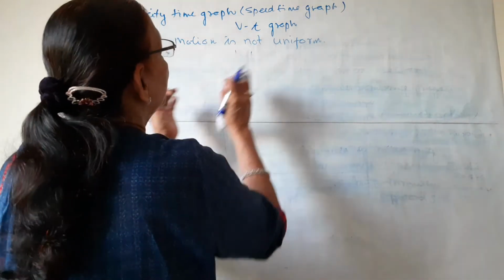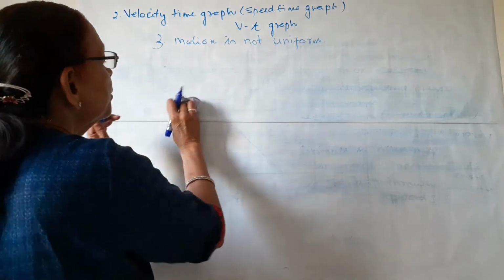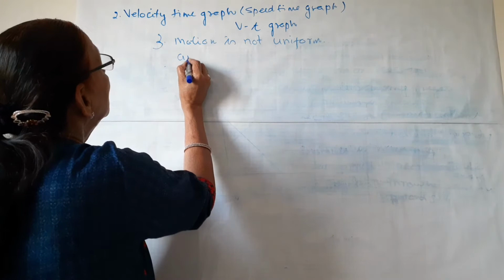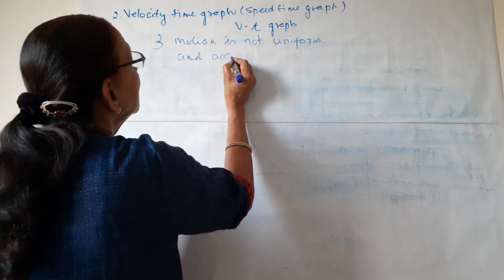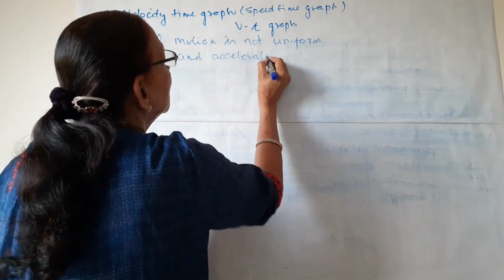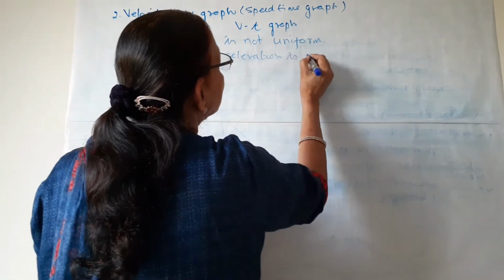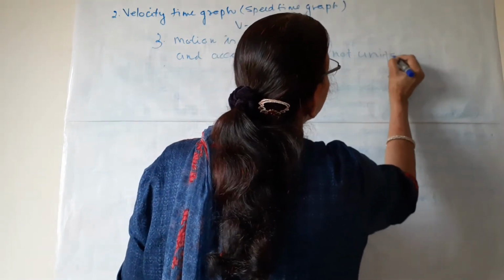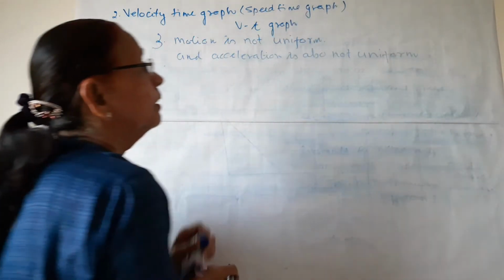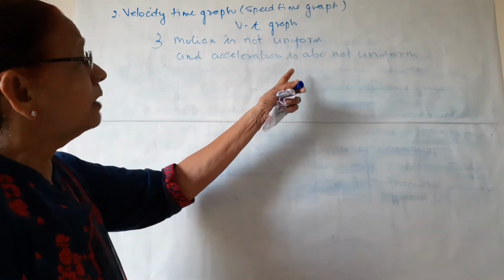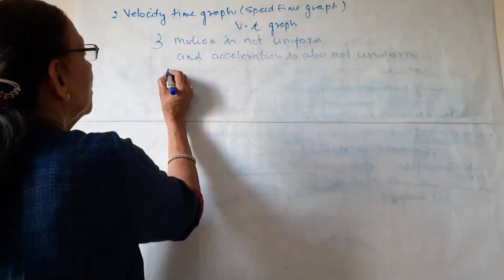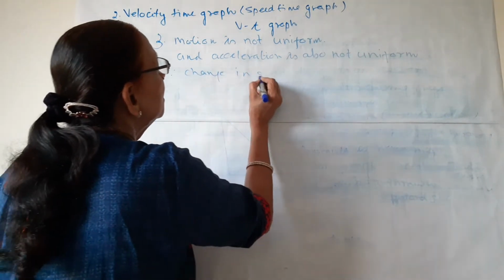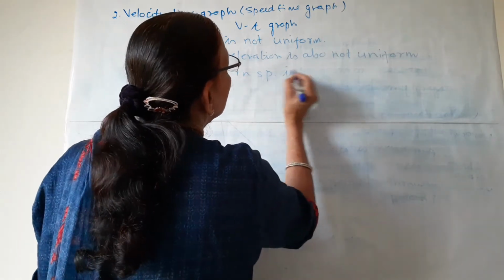Motion is non-uniform. It is okay. Motion is not uniform, and acceleration is also not uniform, or we can say not constant. Why is this acceleration not constant or not uniform? Because the change in speed is not uniform.